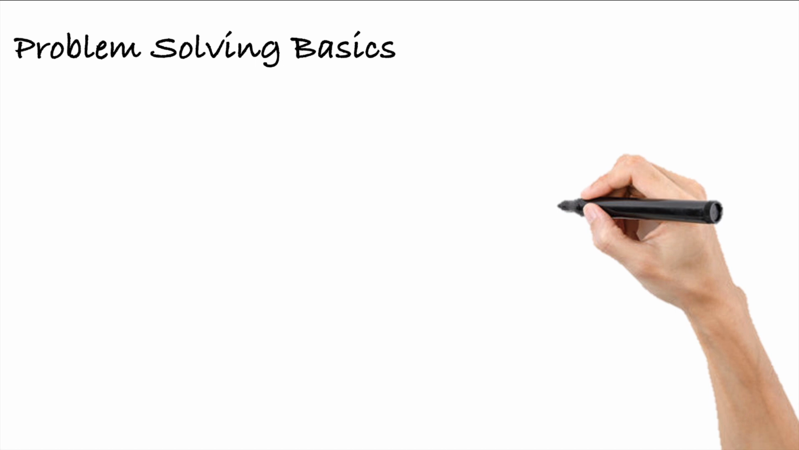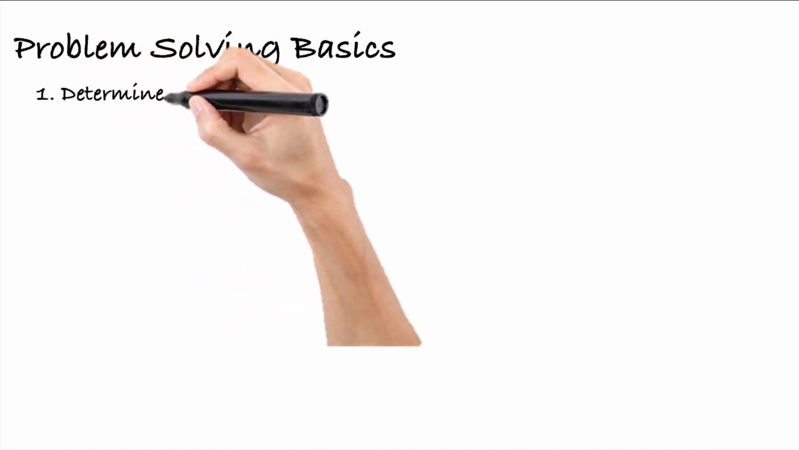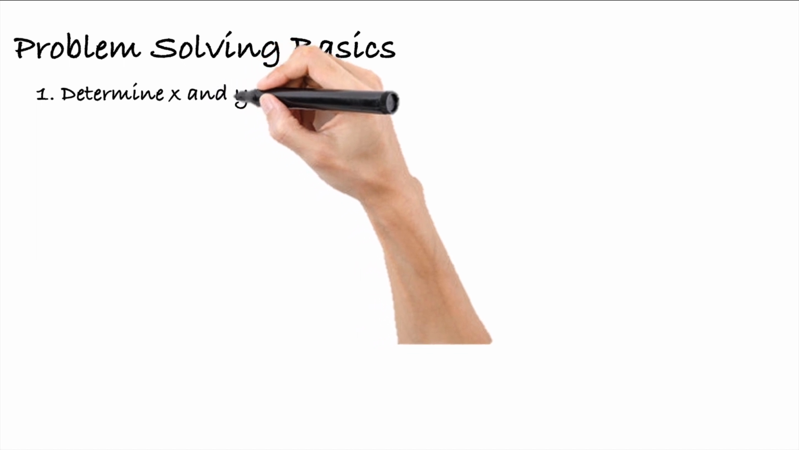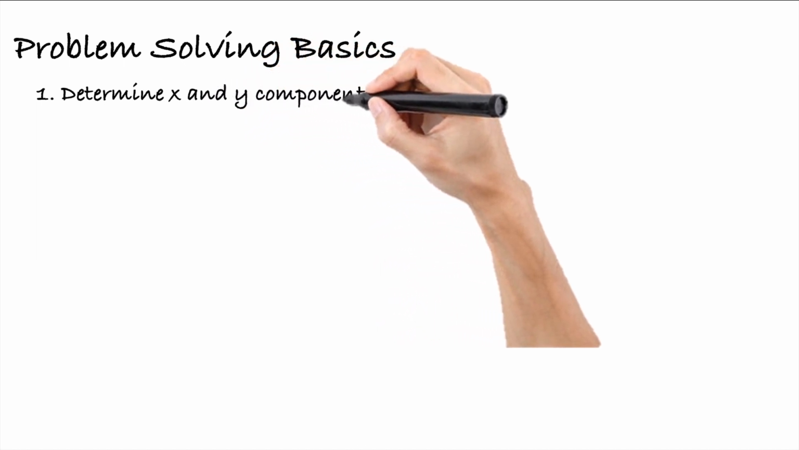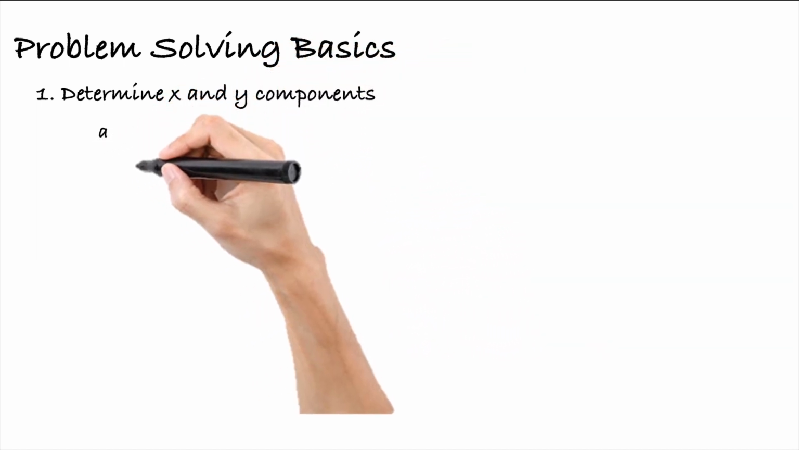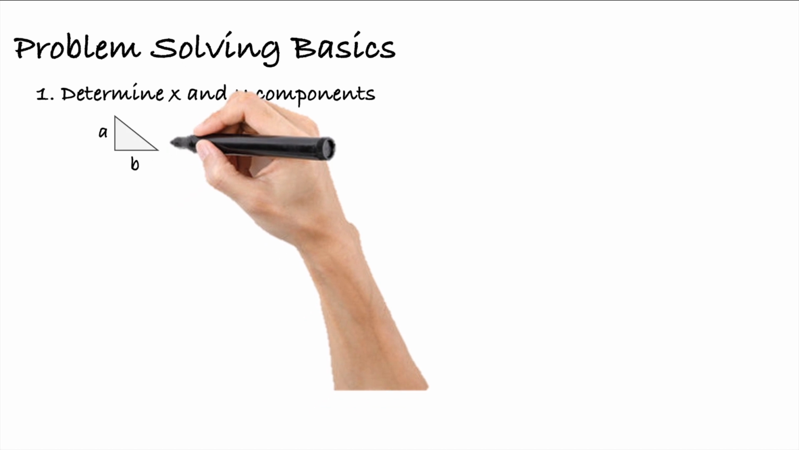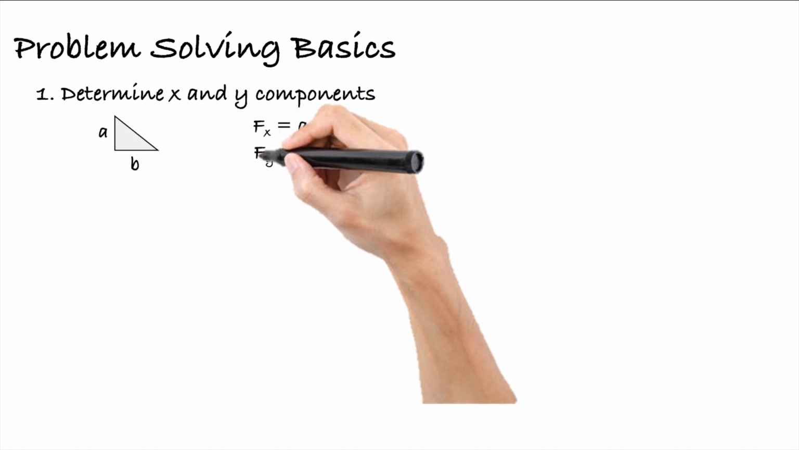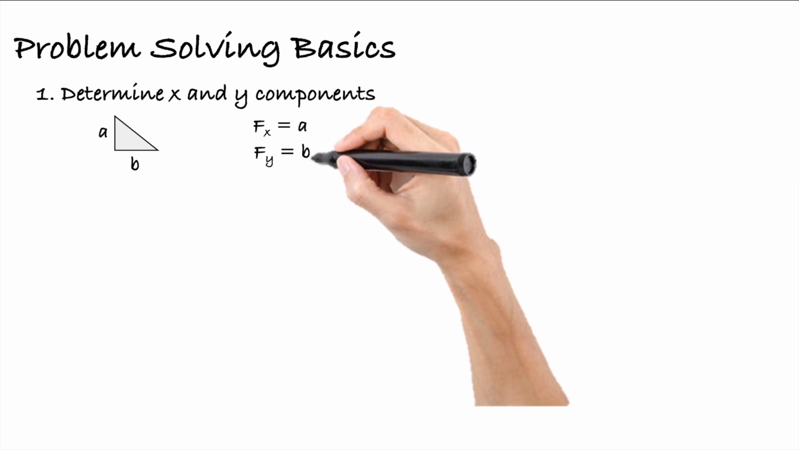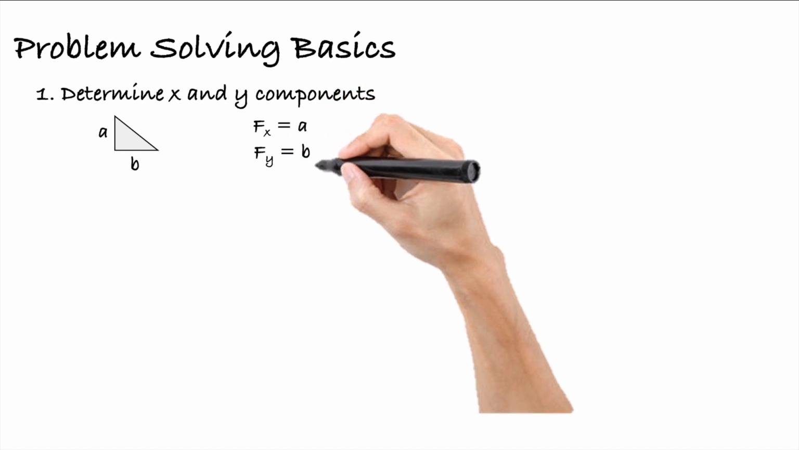Now let's look at the basic problem-solving steps when looking at a moment of a force problem. The first step is to determine the x and y components for the reaction. An easy way to look at this is to draw a triangle representing the force direction and magnitude. The value for A corresponds with the x component. The B value corresponds with the y component.